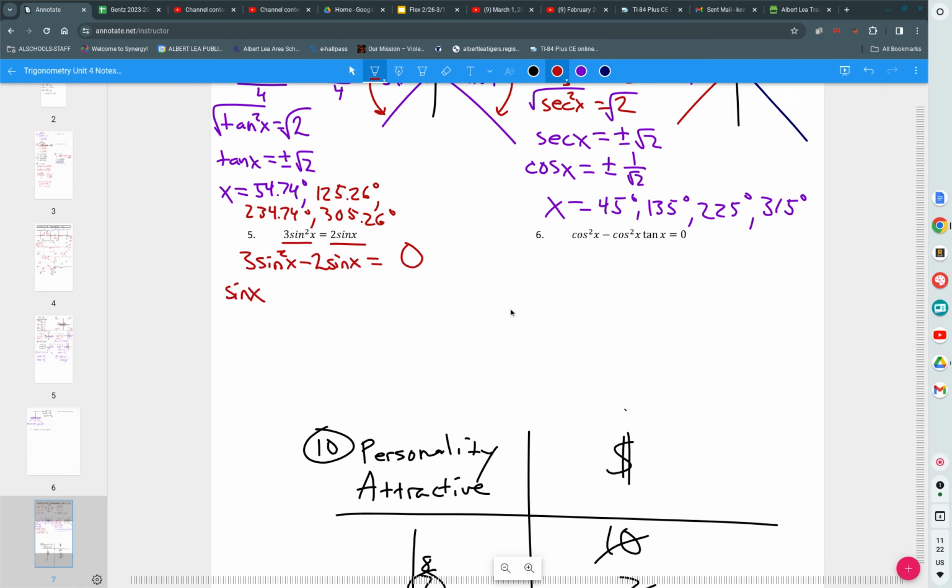I'm going to factor a sine of x out. And if I take a sine of x out of 3 sine squared, what would be left? I'll be left with 3 sine of x minus 2. And if I take sine of x out of 2 sine of x, I'm left with just dos, which is Spanish for 2.